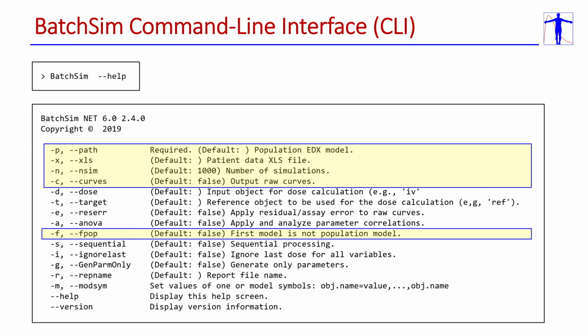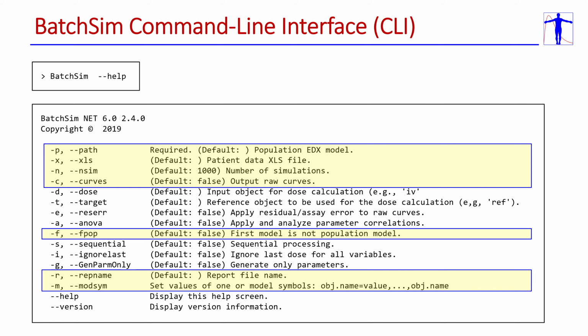By default, the first patient is the population patient, which is not randomized, as indicated with a blue color. Use the F option to overrule this behavior so that the first patient is also a randomized patient. The default output file name is report. You can change this name by using the R option. Use the M option to set the value of one or more symbols in the model. The format is objectName.SymbolName equals value. Multiple values must be separated by a comma.